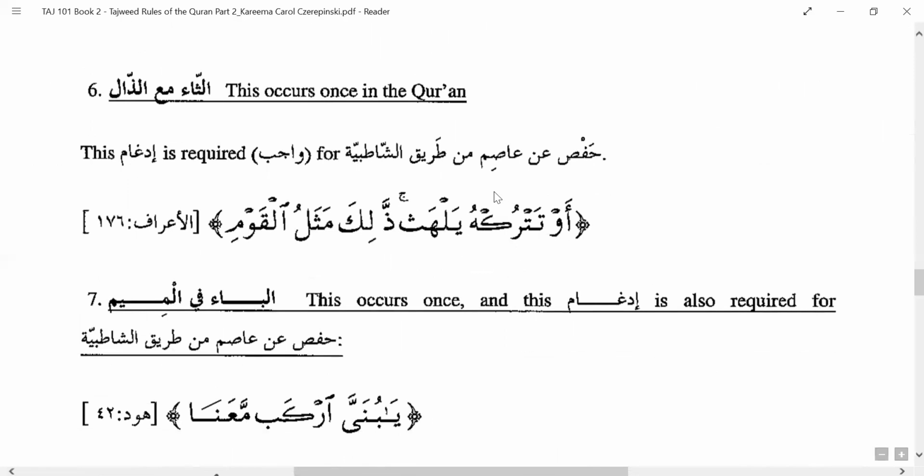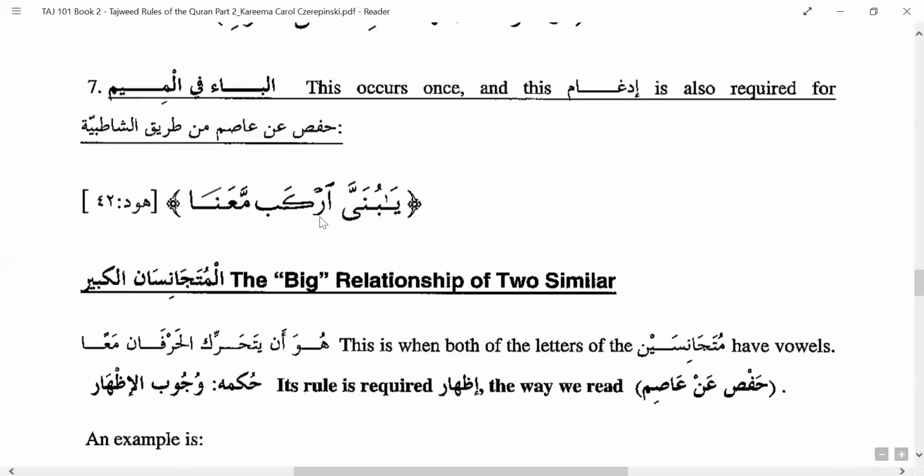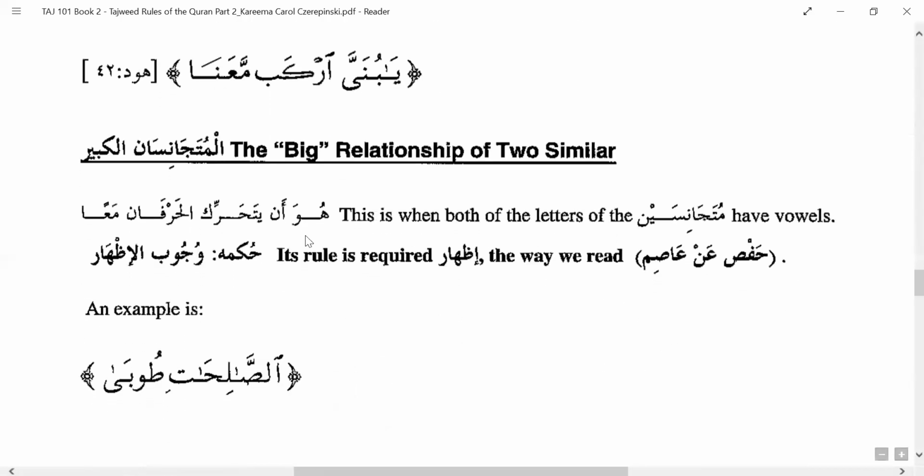Now this idgham is required for Hafs and Asim from Tariqa Shatibiyya. In that rule, this idgham is required where tha and dal meet like this one, يلهث ذلك. This is a required idgham for Hafs and Asim. Then you have ba with mim. يا بني اركب معنا. You will not say it with the ba clearly; you will say يا بني اركب معنا and do idgham. This occurs with ba and mim only once.